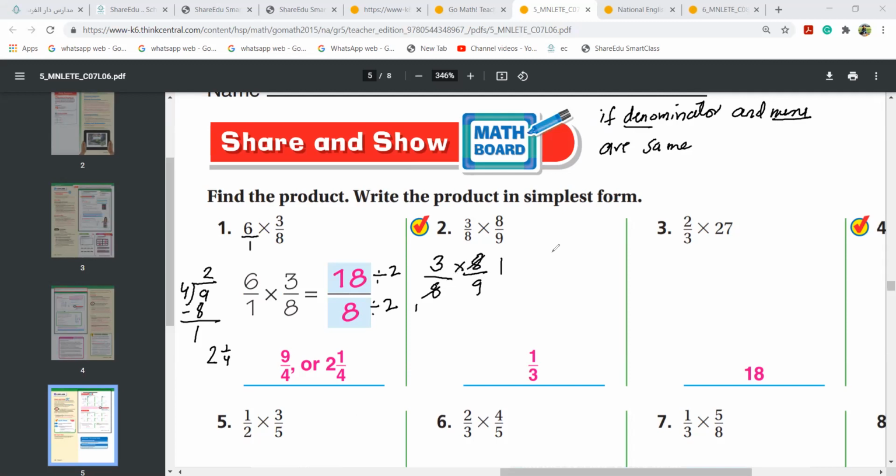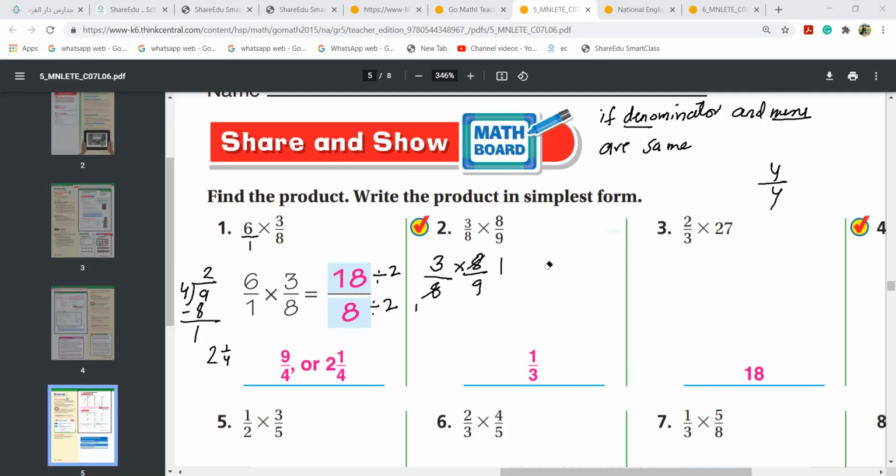I don't really understand. See, if it is 4 by 4, what is the answer? If it's 4 times 4 equals 16. Only if it is 4 over 4, what is the answer? 4 divided by 4 is 1.